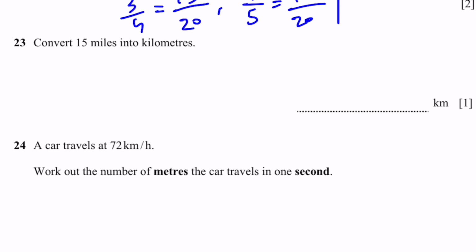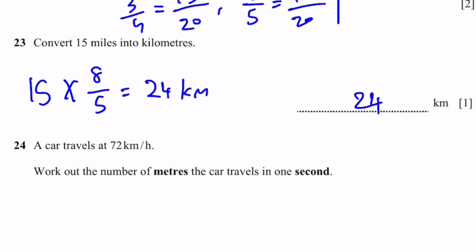Convert 15 miles into kilometers. When converting to kilometers, we multiply by 8 by 5, which means we get 3 into 8, 24 kilometers. That's the answer. Question 24.